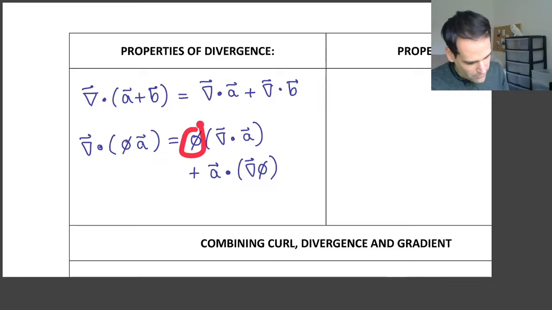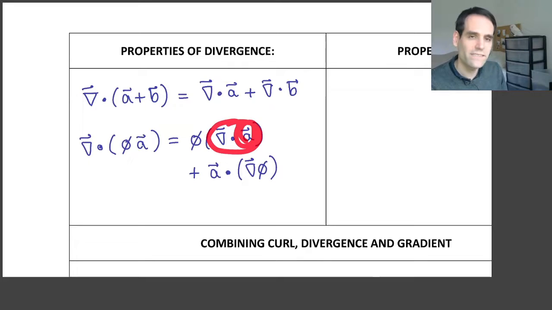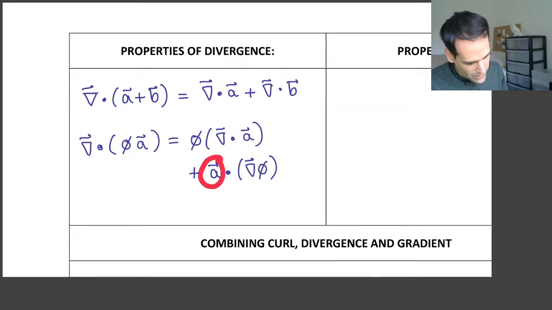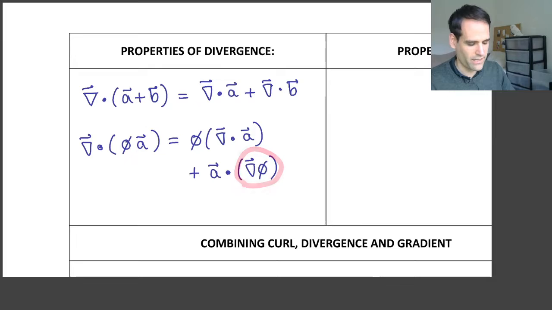So it's the first term times the derivative of the second, but since the second is a vector field, you need to calculate the divergence, plus the second term without derivative, and you need to do a dot product because this is a vector, times the derivative of the first, which since the first is a scalar field, you have to do the gradient of this scalar field.